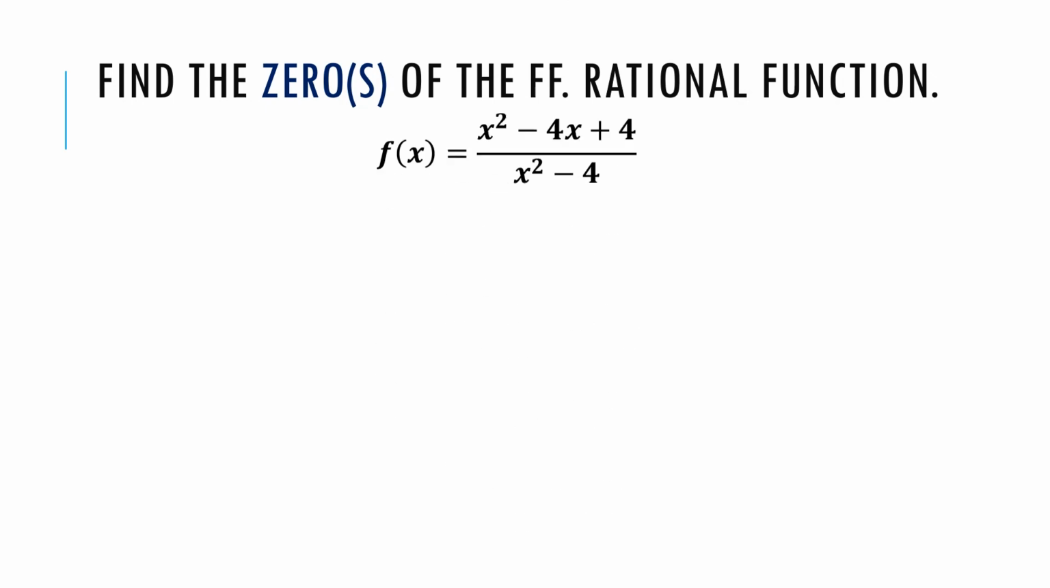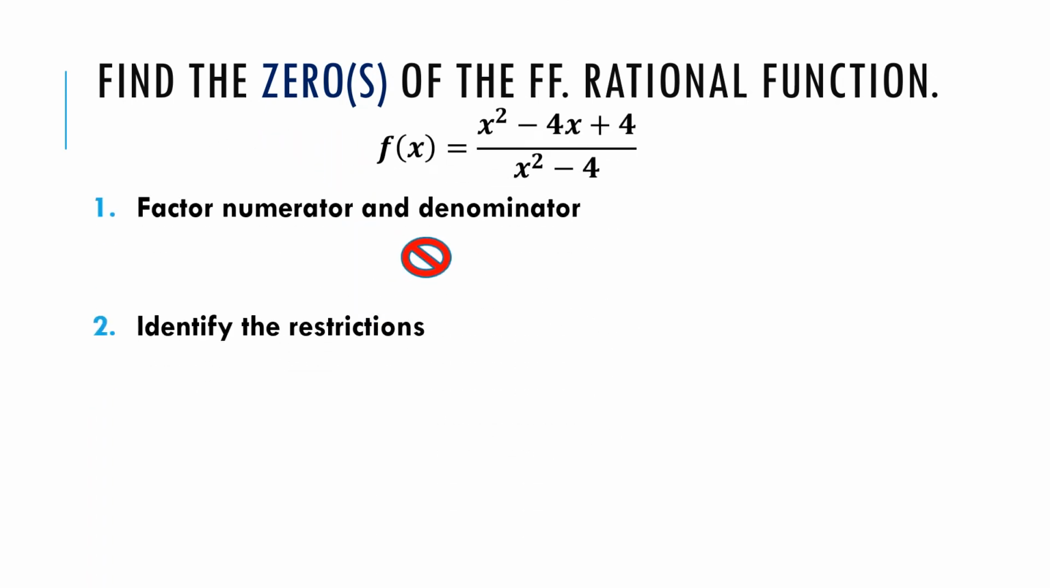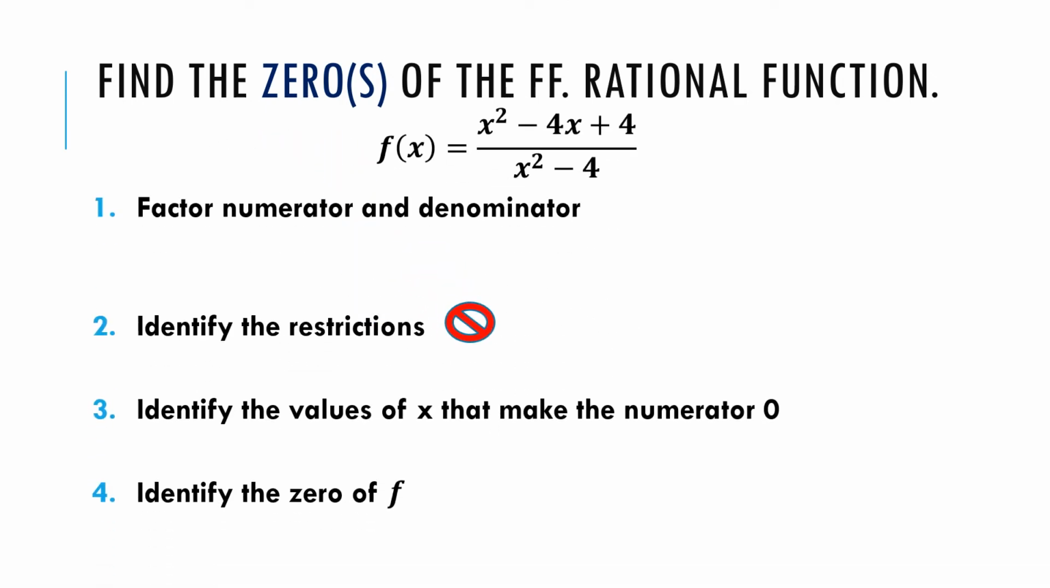Now, let's try this rational function. F of x is equal to x squared minus 4x plus 4 all over x squared minus 4. Number 1, factor the numerator and denominator. So, the factors are, for the numerator, we have quantity x minus 2 and quantity x minus 2. And for the denominator, we have quantity x minus 2 and the quantity x plus 2.